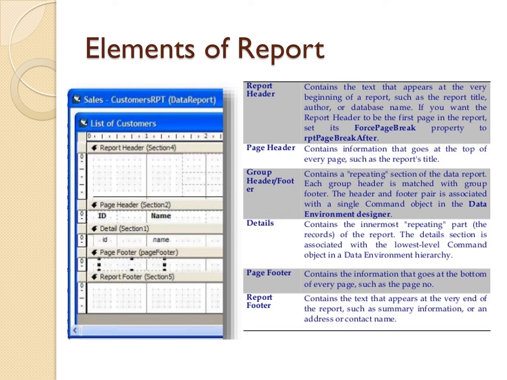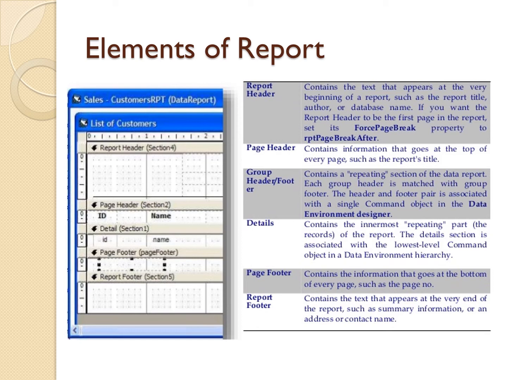And next one is page header, which contains information that goes at the top of every page, such as the report's title. Next one is group header. A group header contains a repeating section of the data report. Each group header is matched with a group footer. The header and footer pair is associated with a single command object in the data environment designer. And next one is details. Detail contains the innermost repeating part of the report. The details section is associated with the lowest level command object in the data environment hierarchy.